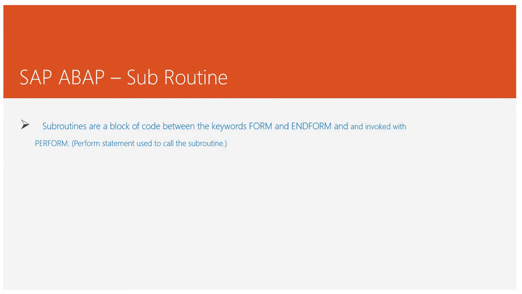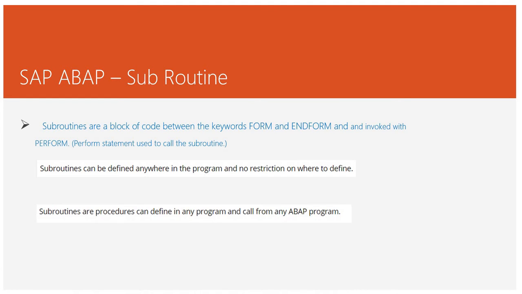Subroutines are a block of code that you can write between the keywords FORM and ENDFORM and invoke with PERFORM. That means you can call the subroutine using the PERFORM keyword in the ABAP program. If you're writing the subroutine, it has to be between FORM and ENDFORM, and you can call the subroutine with the PERFORM statement. Subroutines can be defined anywhere in the program, with no restriction on where to define them. Subroutines are procedures that can be defined in any program or called from any other ABAP program.